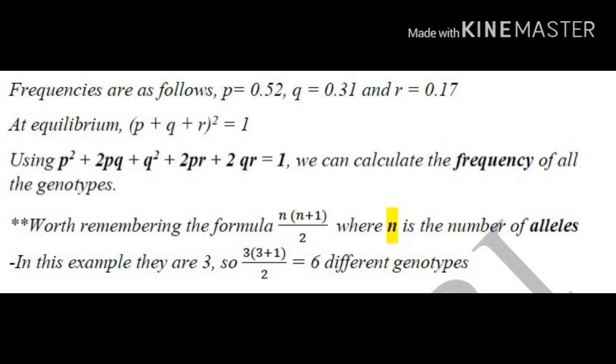Now, it's worth remembering that in order to know the number of genotypes that we are getting relative to the number of alleles, we have to use the formula n times n plus 1, over 2. In this case, we have 3 alleles, so 3 times 3 plus 1, divided by 2, which is going to be 6 different genotypes.